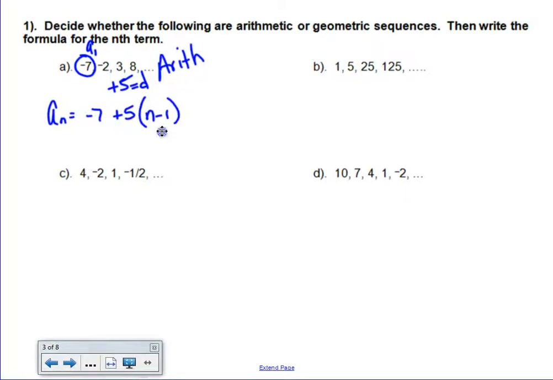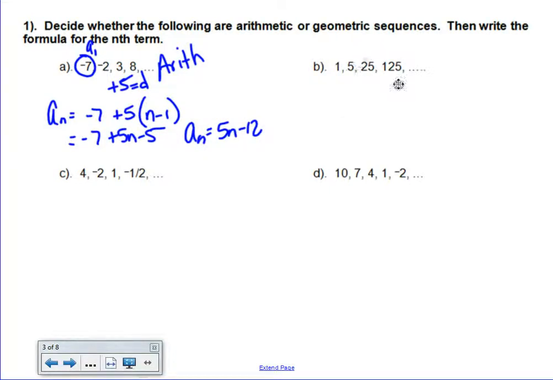Now that's an okay version of the formula for working purposes, but generally they want you to simplify this. So we're going to distribute the 5 and then collect like terms. So my general term, my formula for this arithmetic sequence is 5n minus 12.